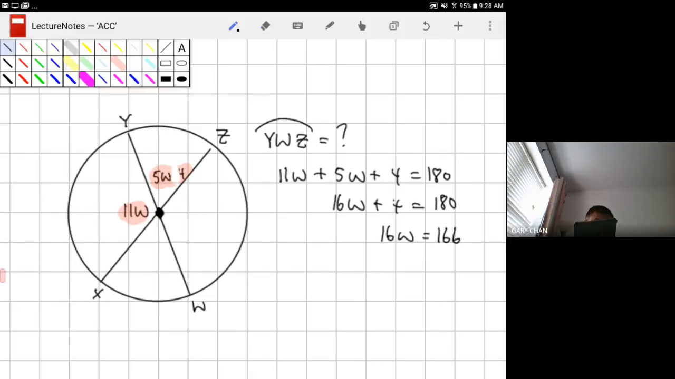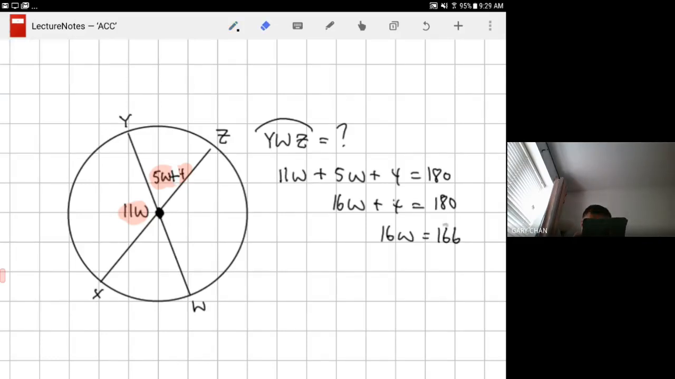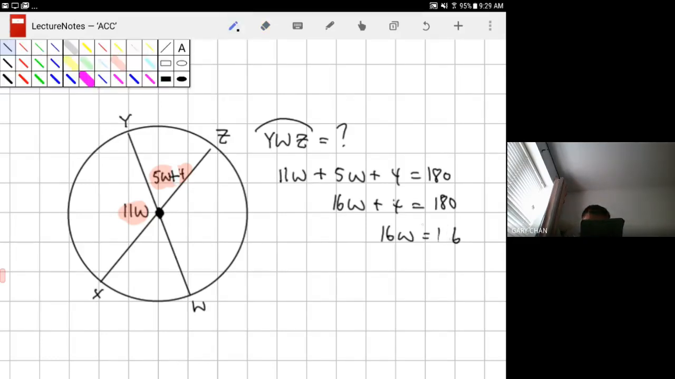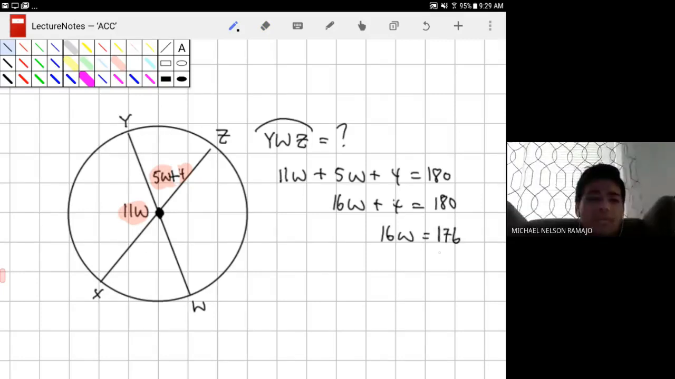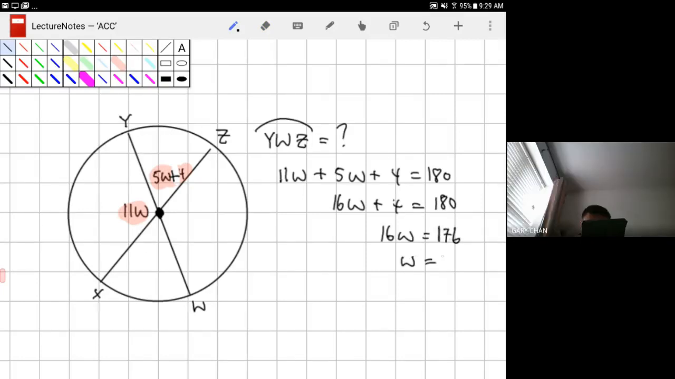So I mislabeled here. Okay. So it's going to be 176, which gives us 11. So W is equal to 11.